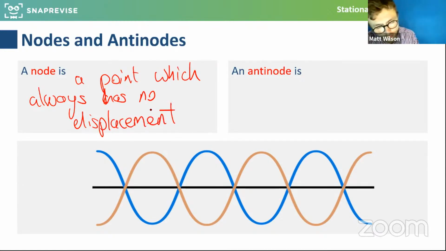Okay, so where are the nodes on this diagram? Well, this is a diagram of a standing wave, and the points that aren't moving are this one, this one, this one, this one, this one. So these here are the nodes.